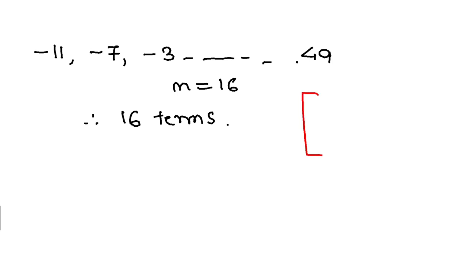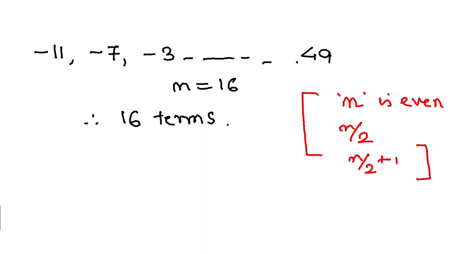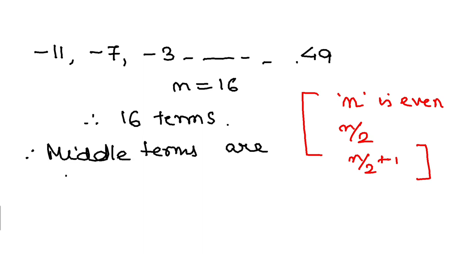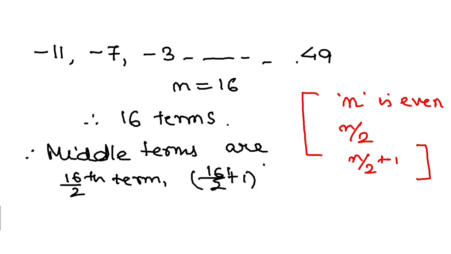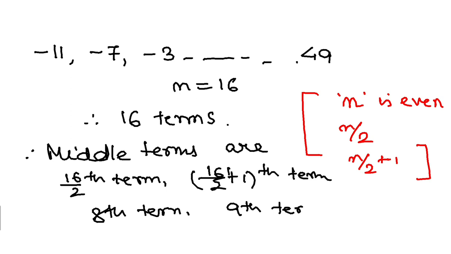Because if you have learned in statistics, if there are n terms, if n is even, then my middle terms are n by 2 and n by 2 plus 1. You have learned this concept while finding median. So if there are 16 terms, there will be two middle terms in this case. So my middle terms are the 16 by 2th term and the 16 by 2 plus 1th term, isn't it? That means the 8th term and the 9th term, these are my middle terms.